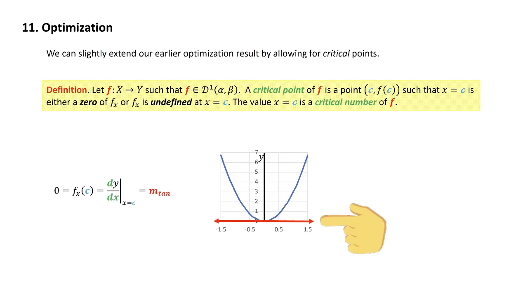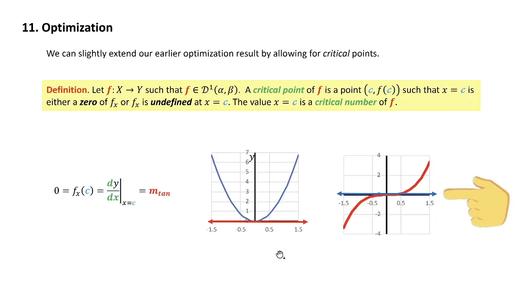That's optimization. But what's the problem here? What else could go wrong? Here's a picture. This is, for example, f of x equals x cubed. Here's a picture where the tangent line is horizontal. But you can see that's clearly not a maximum or minimum.